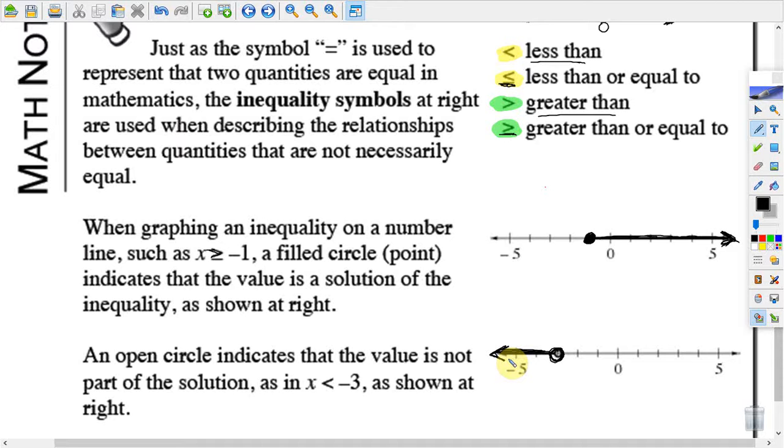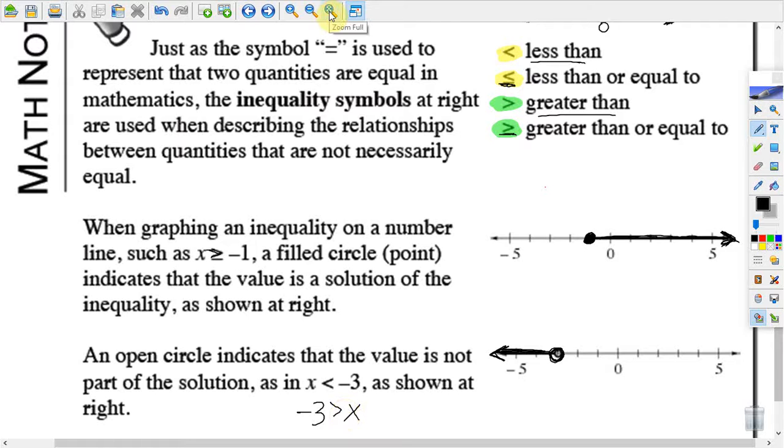I will point out that as far as the direction on the number line goes, you need to have your variable on the left side for that to be true, because you could rewrite this like so, and then it wouldn't point in the correct direction. So the variable needs to be on the left side when you are using that method.